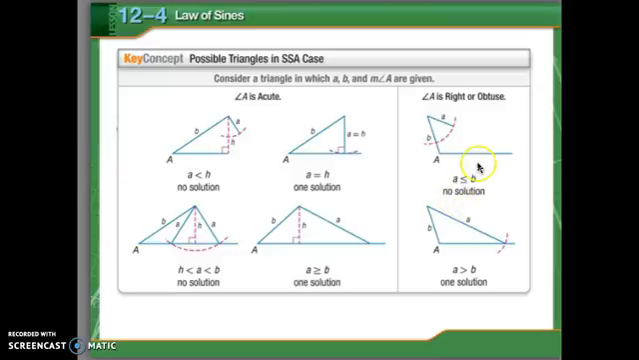Case where angle A is a right angle or an obtuse angle, if side A is shorter than side B, then you can't make a triangle, and if side A is larger than side B, then you would sketch a triangle in this manner. Well, there's only one possible case for the triangle to look like.